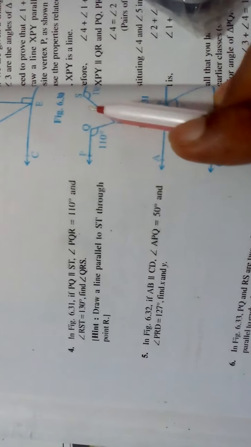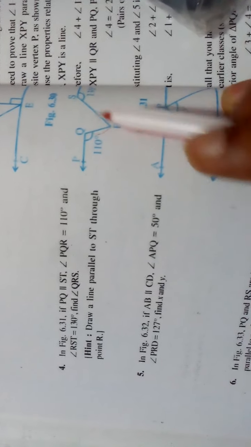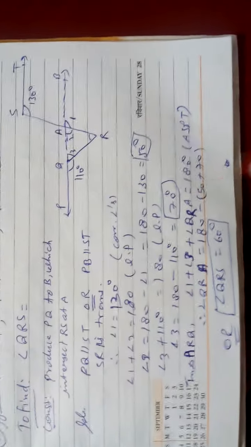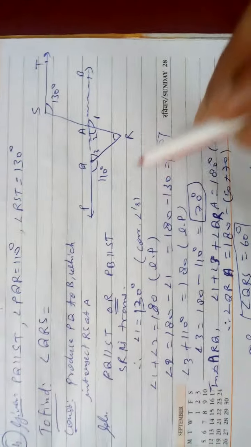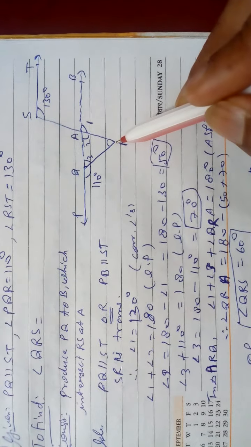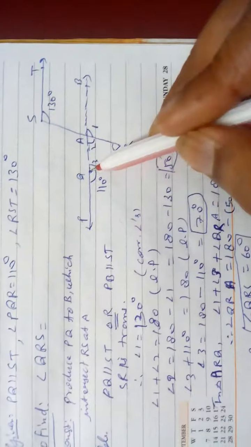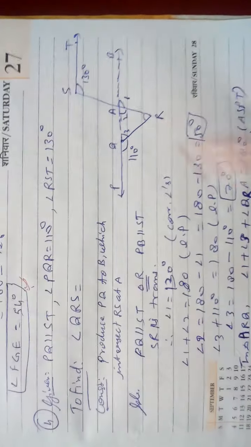Fourth question is given in your book. This fourth question is given: AB is parallel to PQ is parallel to ST. You want to get angle QRS. These two angles are given. Here there are two options. You can solve it by two methods. One, you can draw a line parallel from E, or you can draw a parallel with PQ, or you produce the PQ. I have solved by producing PQ.